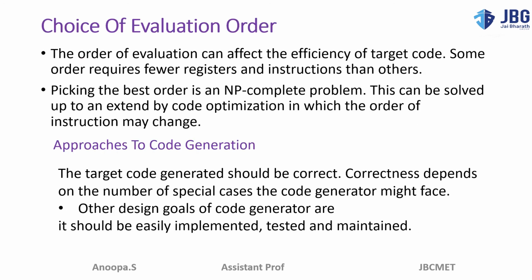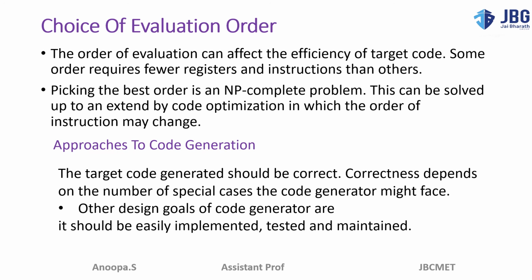Now next is choice of evaluation order. The order of evaluation can affect the efficiency of the target code. Some orders require fewer registers and instructions than others. So picking the best order is also an NP-complete problem, which can be solved up to an extent by code optimization. How can we solve it in code optimization? Because in code optimization we will be rearranging the statements, right?